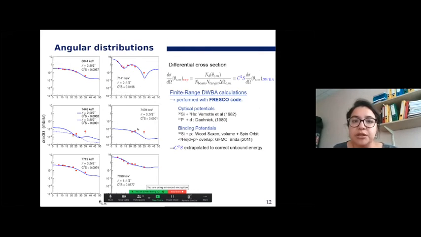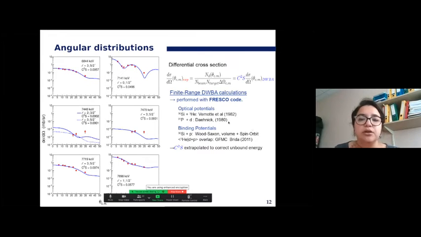These calculations include optical potentials describing the entrance and the exit channel. The entrance potential was fitted to experimental data, while for the exit channel, a global potential was used. Calculations also use a binding potential for describing how the proton is bound to the silicon core. And since we perform finite range calculations, we use a microscopic overlap of Brida et al. for describing the proton within the helium-3 beam.